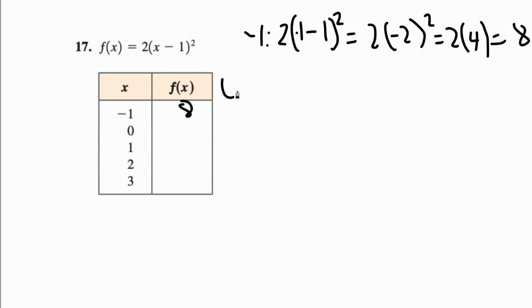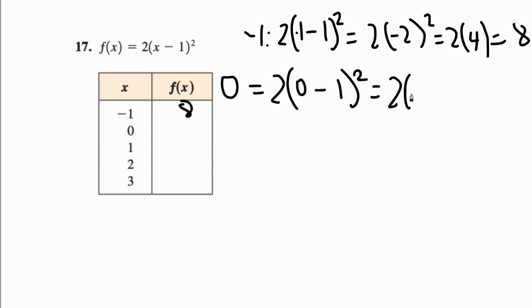Now let's do 0. So we just plug in 0 again into the equation. So it would be 2 times (0 minus 1) whole squared, which equals 2 times negative 1 squared, which equals positive 2. So f(0) would equal 2.